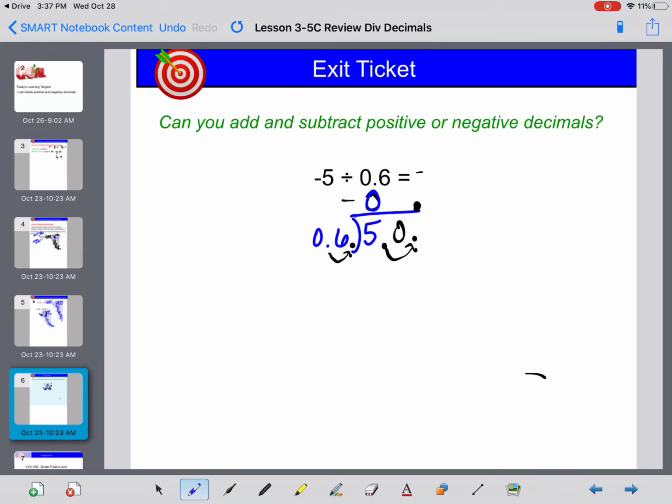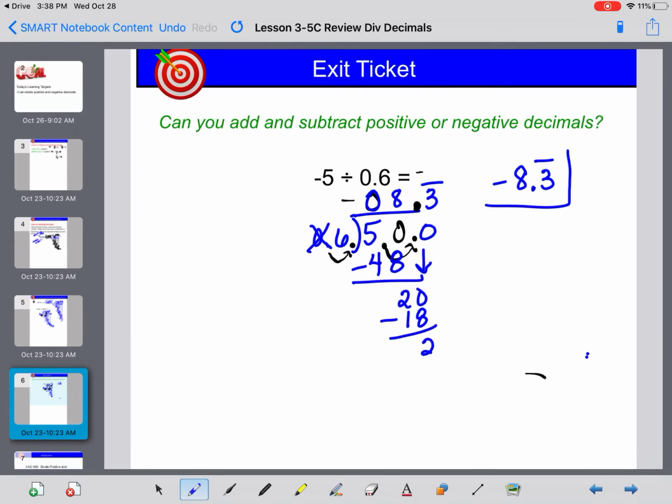Does 6 go into 5? Nope. Does 6 go into 50? Sure, 8 times. 8 times 6 is 48. Notice that this 0 out in front doesn't matter. Then I subtract and I get 2. I bring this down. Does 6 go into 20? Sure it does. 3 times. 3 times 6 is 18. Then I subtract and I get 2. Are you seeing that this is a repeating pattern? My answer is negative 8 and 3/10 repeating.